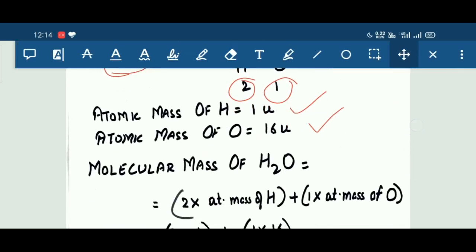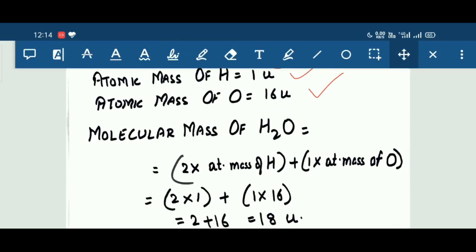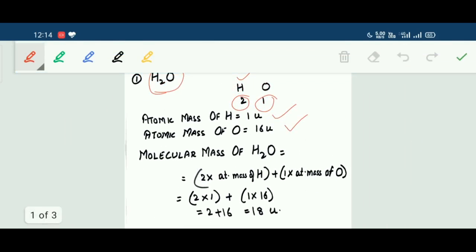Now students, in this case the molecular mass of water will be equal to 2 into atomic mass of hydrogen, because there are two hydrogens that constitute water molecule, plus 1 into atomic mass of oxygen. That means 2 into 1 plus 1 into 16, that means 2 plus 16 is equal to 18 u.